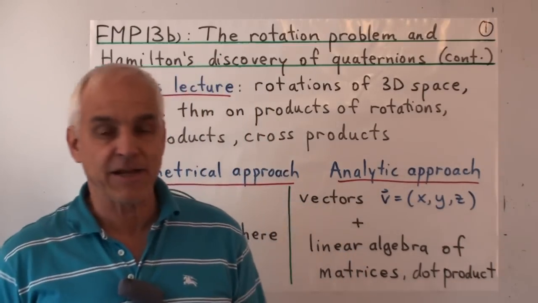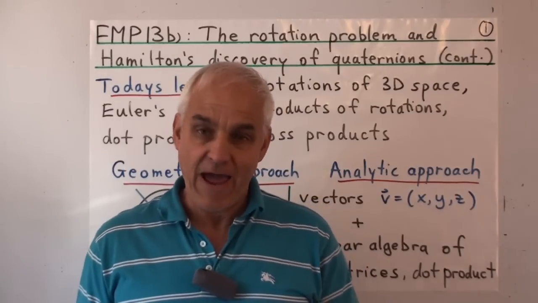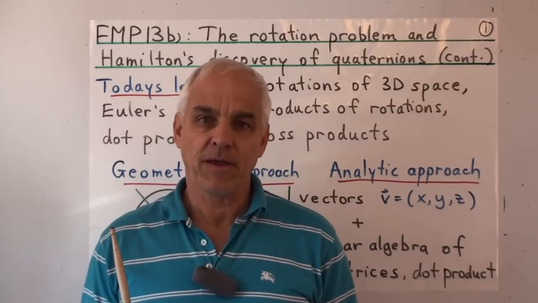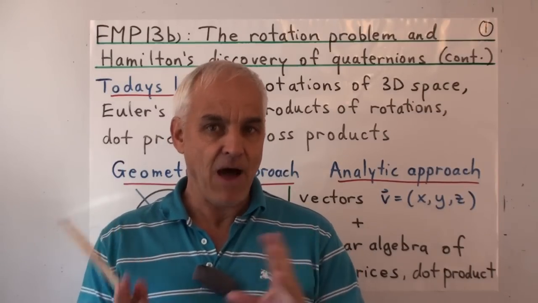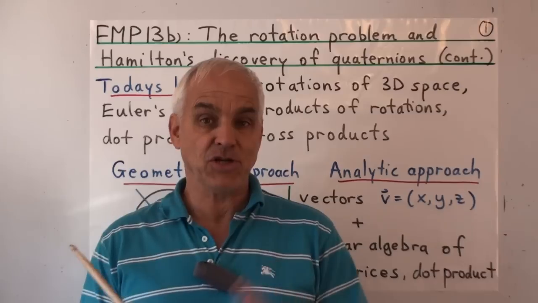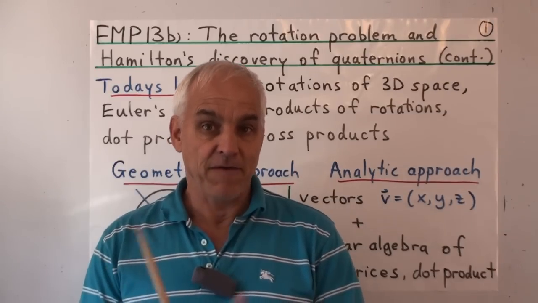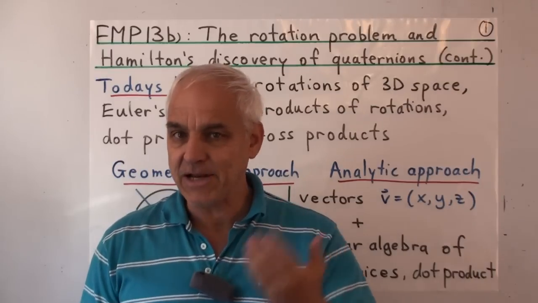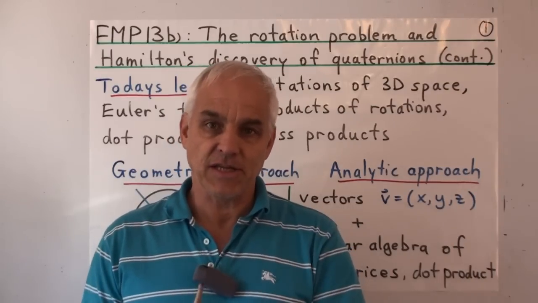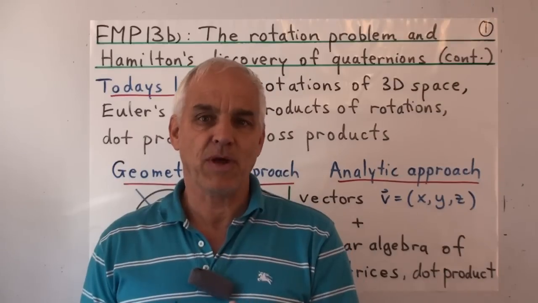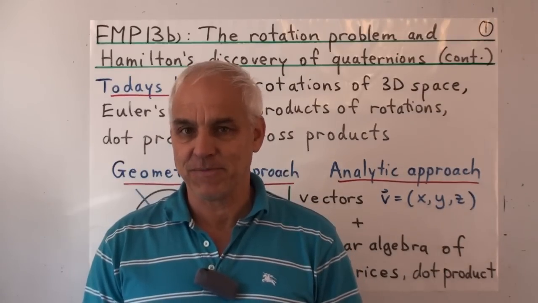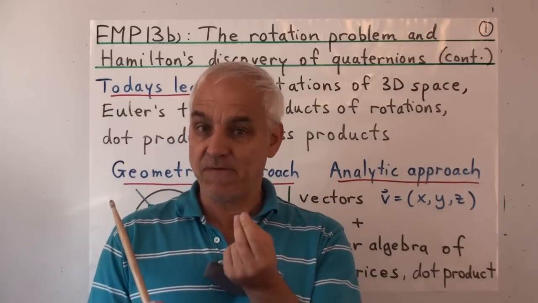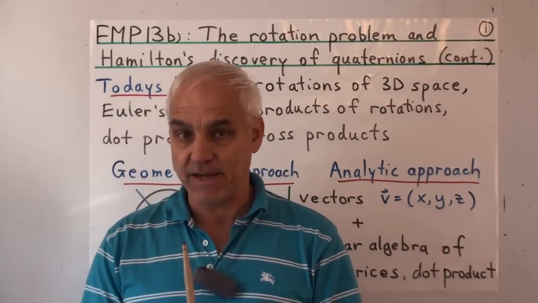This is our second lecture in this presentation of Hamilton's discovery of quaternions, essentially solving the rotation problem, the problem of how to effectively describe rotations of three-dimensional space. In our first video on this topic, we looked at the planar situation, rotations in the plane, and the close connection with the algebra of complex numbers. Today we move up to three-dimensional space and consider rotations about a fixed point in three-dimensional space.